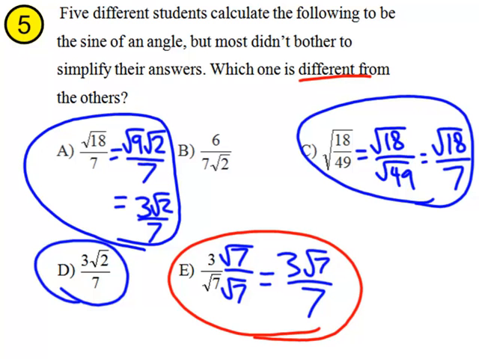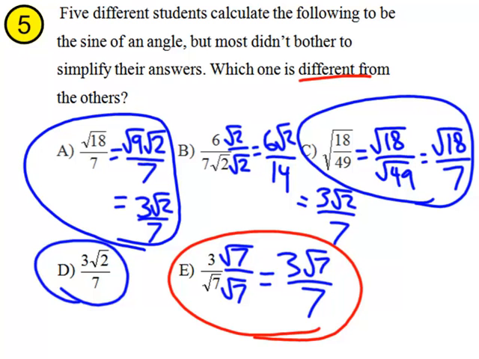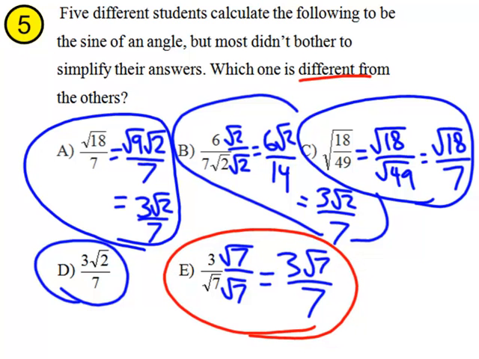Just to be extra sure, we'll go ahead and check out answer choice B. If I rationalize that denominator, I'm going to multiply the bottom by root 2, and I will do the same with the top. That will give me 6 root 2. And on the bottom, I've got 7 times 2, which gives me 14. And I see here that 6 and 14 are both even numbers, so I will reduce those down to 3 over 7. And I'll have that root 2 still there. And I see that does match answer choices A and D there. So I know that, yes, indeed, answer choice E was the one that is different from the others.